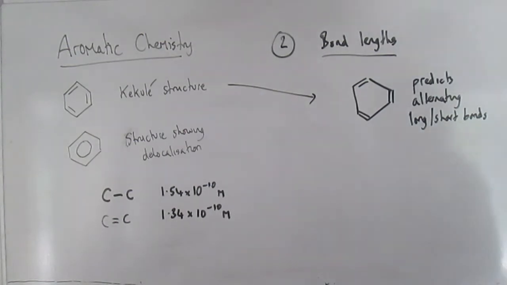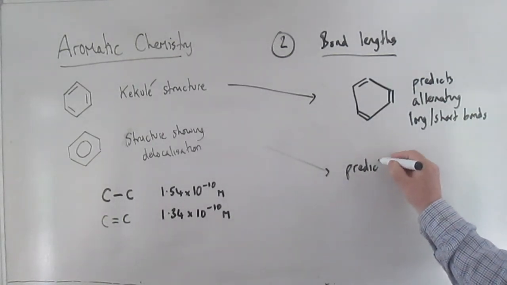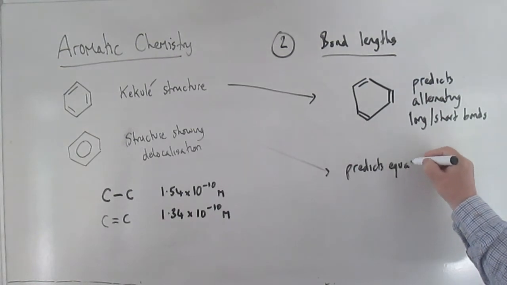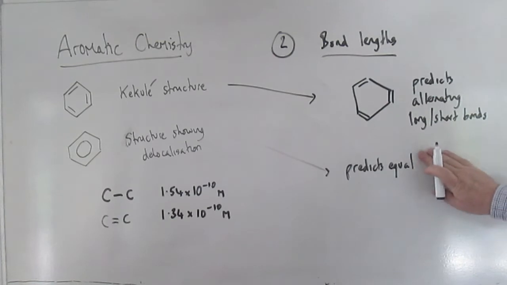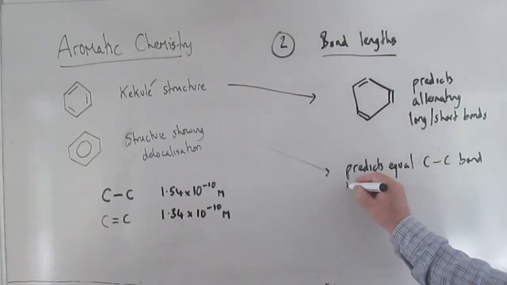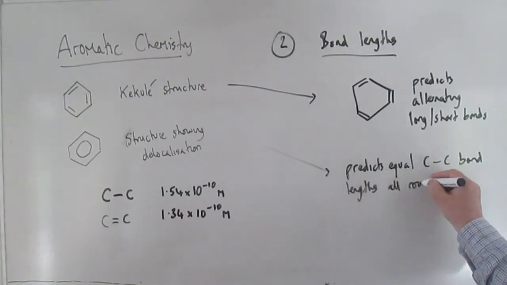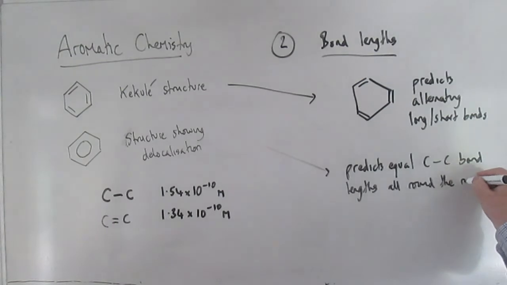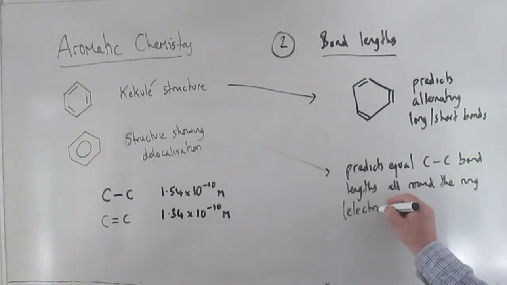But when you actually measure them, you find that they're all the same. So this predicts equal bond length all the way around. So, C to C bond lengths all around the ring, because the electron density is evenly spread out.